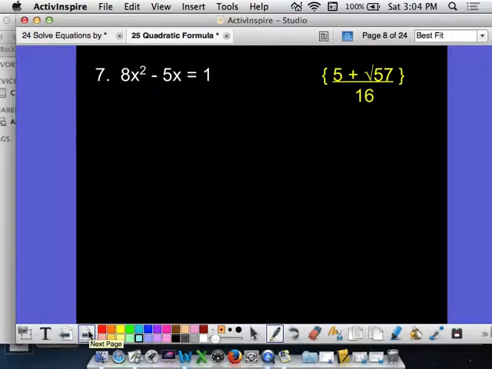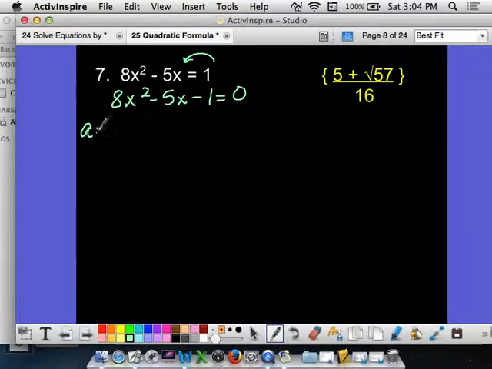Number 7. I'm going to write this in decreasing power, so I'm going to bring my constant over. So I have 8x squared minus 5x minus 1 is equal to 0. So a is 8, b is -5, c is -1. I'm looking for the discriminant, and I'm looking for the values of x.